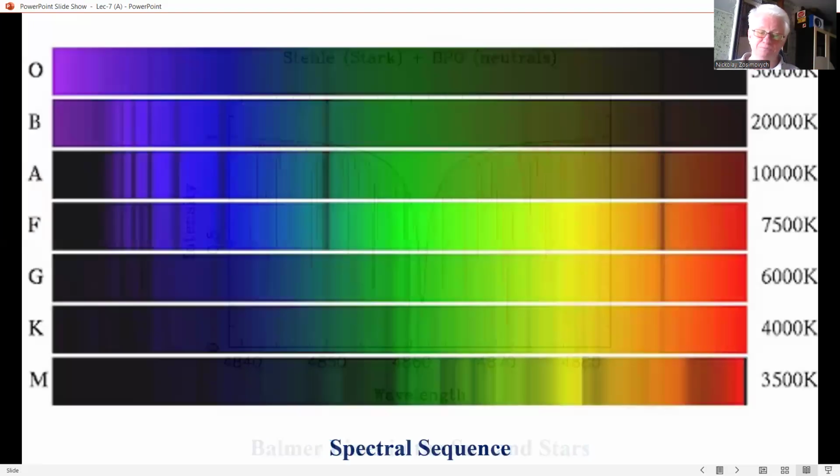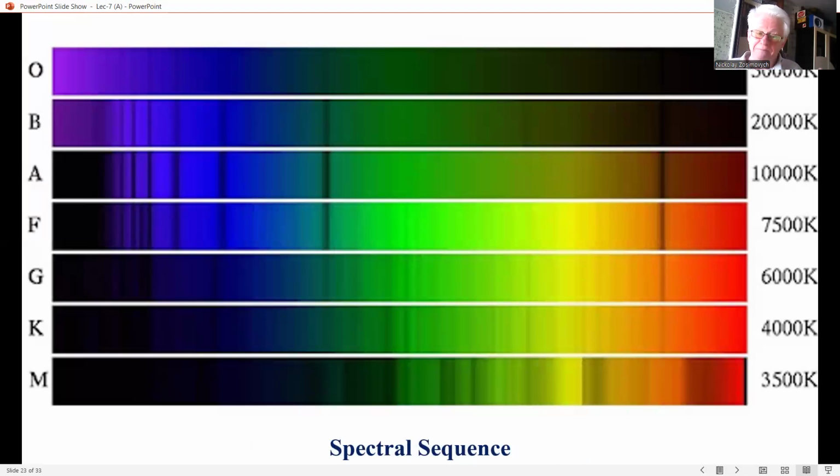A star's spectral class or type is determined by the absorption lines in its spectrum. The resulting spectral sequence, usually given by the letters O, B, A, F, G, K, and M, is important because it is a temperature sequence.